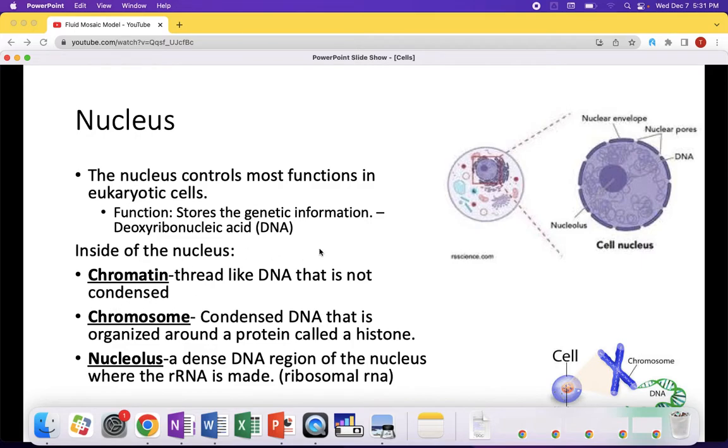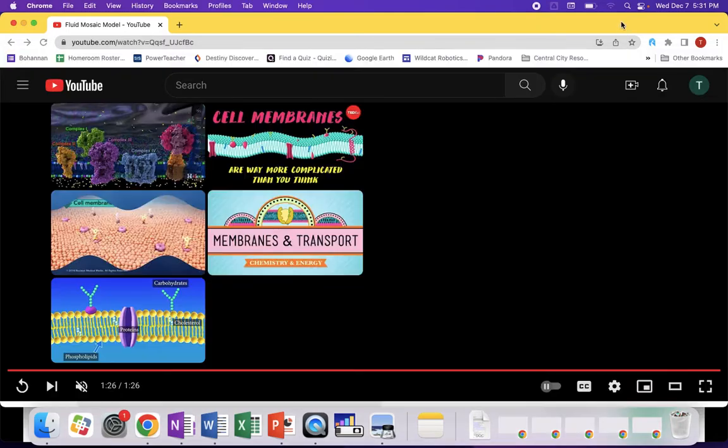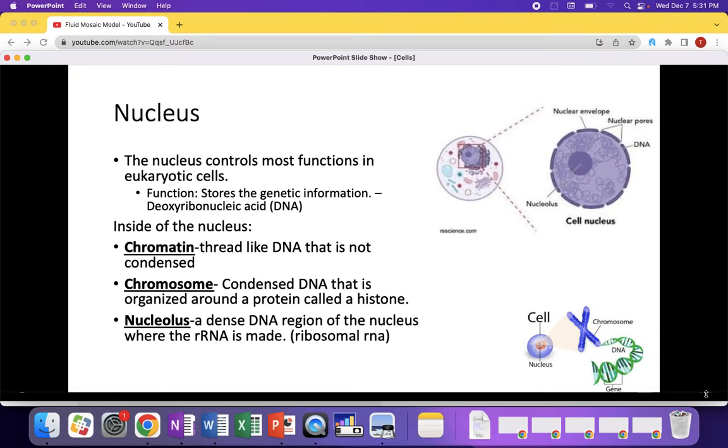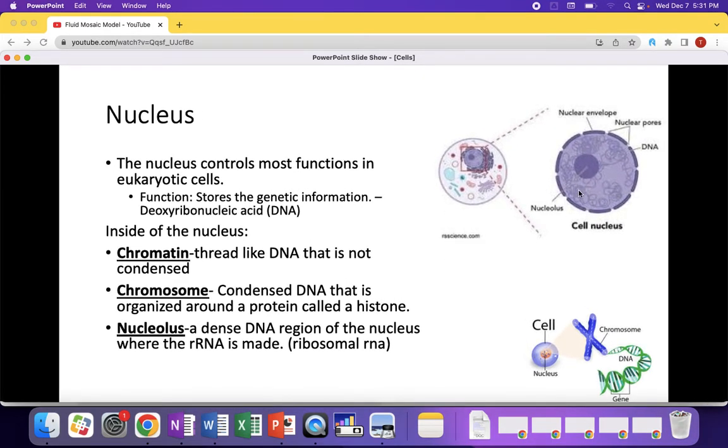Inside of the nucleus, so this whole thing is the nucleus, notice there's nuclear pores that allow things to go in and out. Chromatin is a thread-like DNA that is not condensed. So if we look down, our chromatin is going to be more stretched out. The chromosome, we see a chromosome here, is condensed DNA that is organized around a protein.